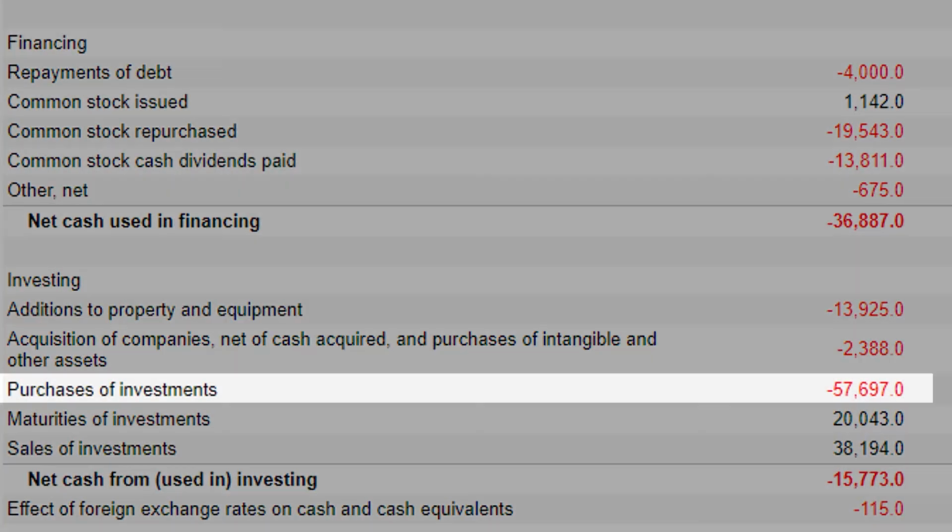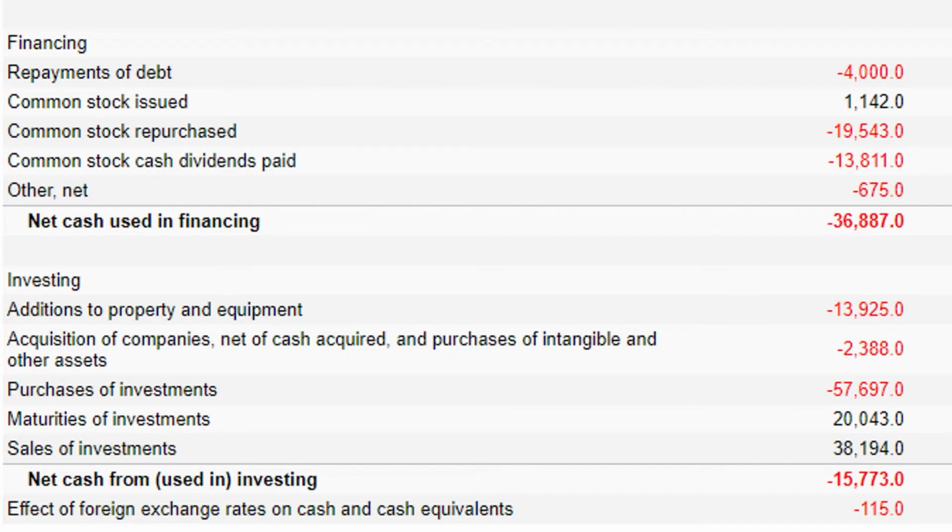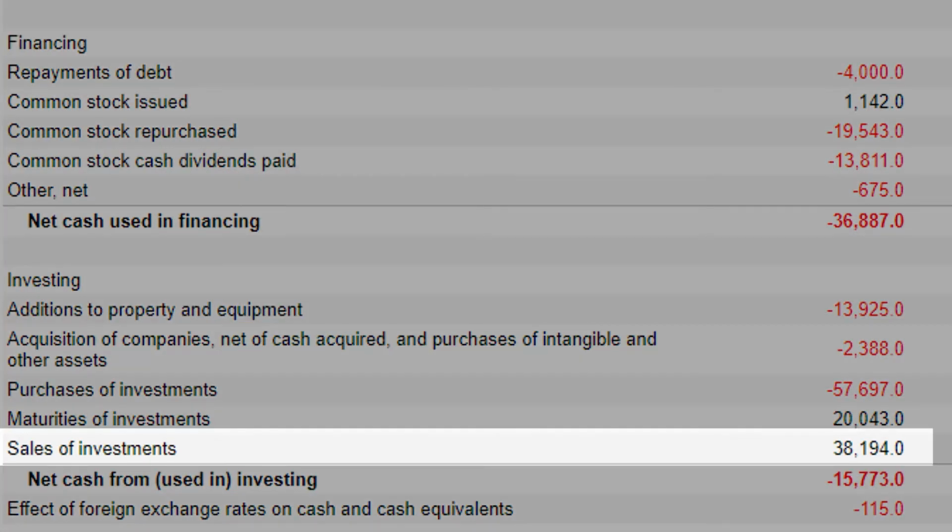The next line item is purchase of investments, $57.697 billion worth of investments purchased by Microsoft in the period. The next line item is maturities of investments. So Microsoft received $20 billion in cash for the maturities of investments. And the last line item is sales of investments. So the company received $38.194 billion in the period for sale of investments that they had.